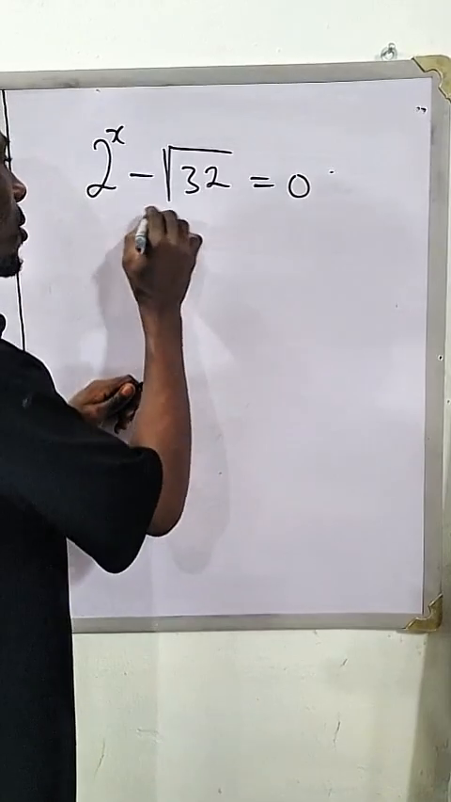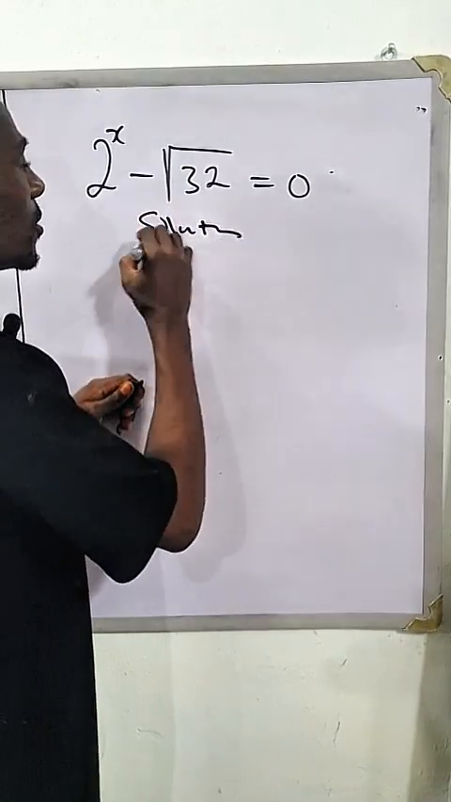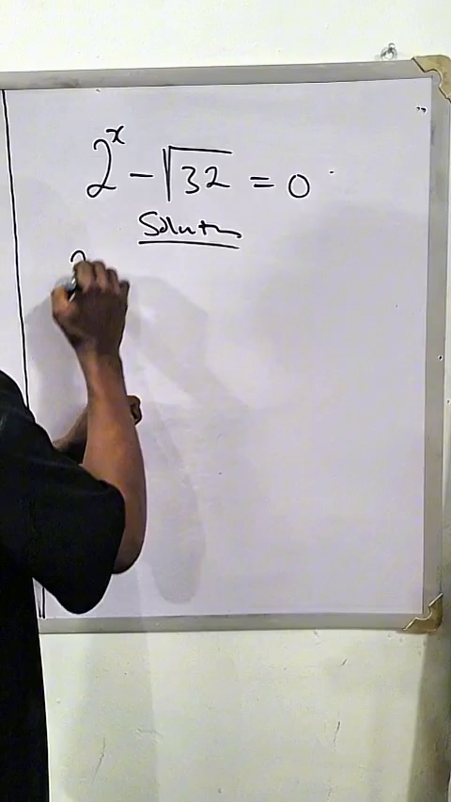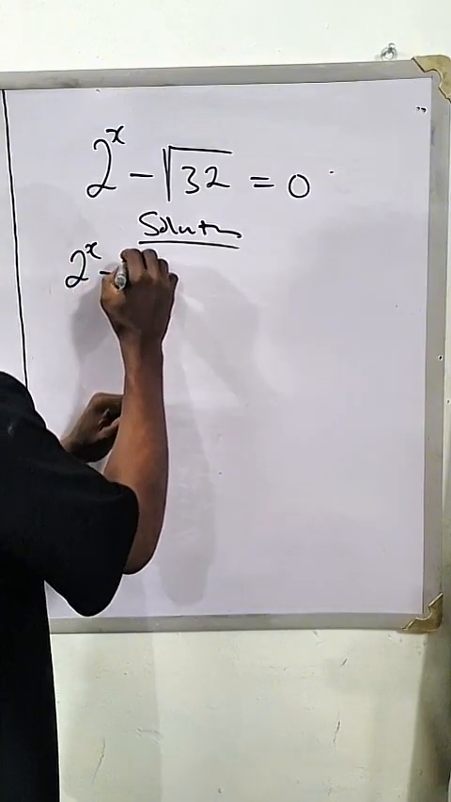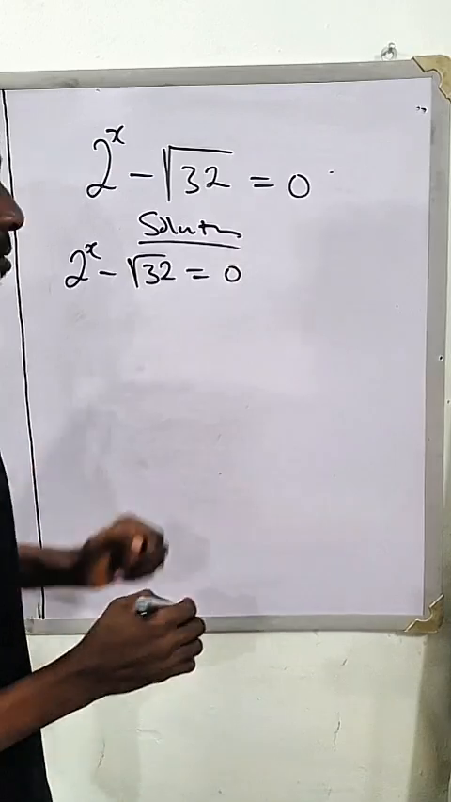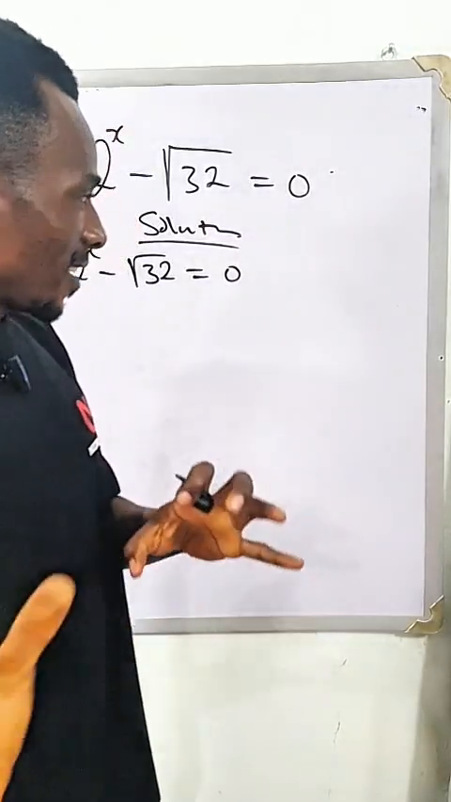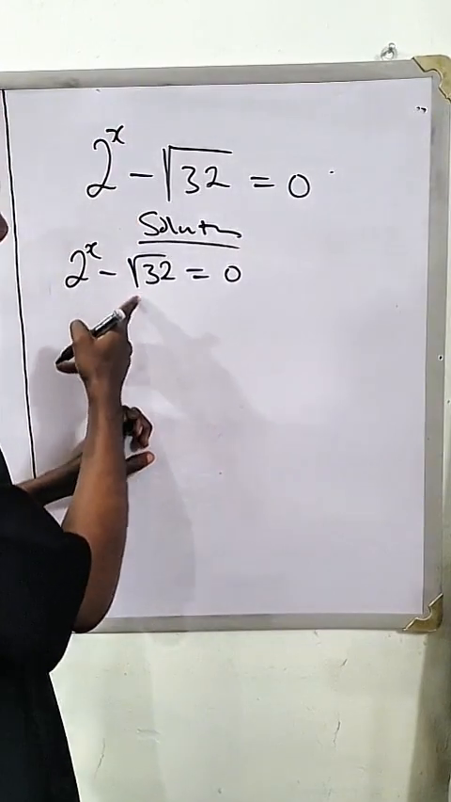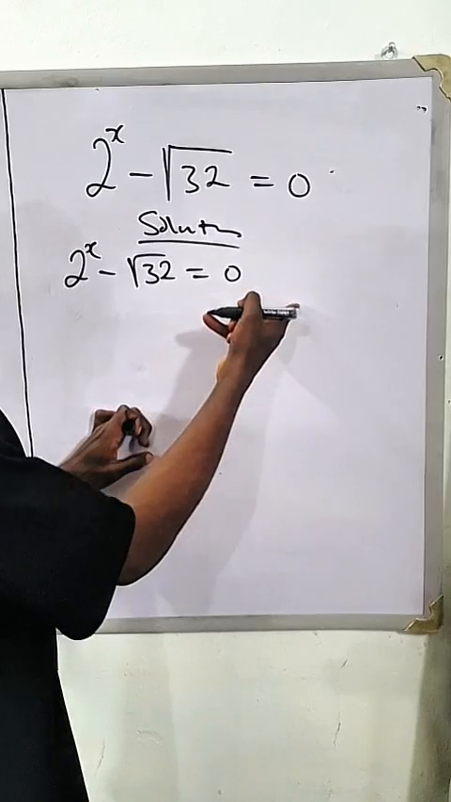Okay? Solution. I'll write it down again. 2 raised to the power of x minus root 32 equal to 0. What do we do first? Let's move this root of 32 to the right hand side.